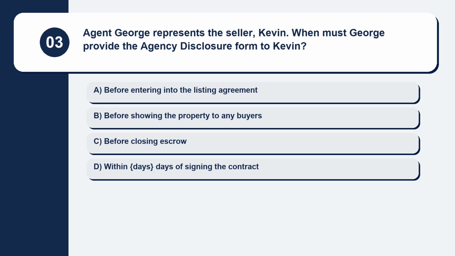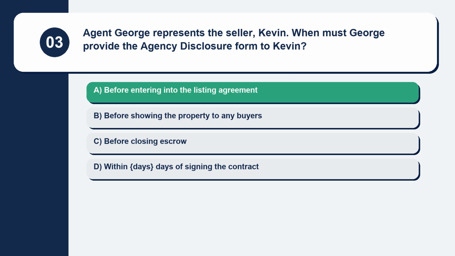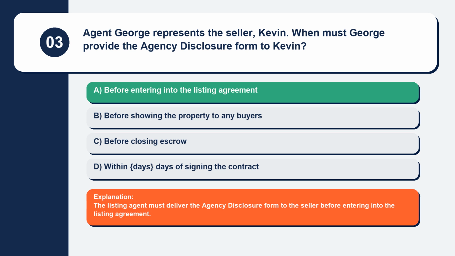Here are your options. Option A, before entering into the listing agreement. Option B, before showing the property to any buyers. Option C, before closing escrow. Option D, within days of signing the contract. The correct answer is option A, before entering into the listing agreement. Explanation. The listing agent must deliver the agency disclosure form to the seller before entering into the listing agreement.